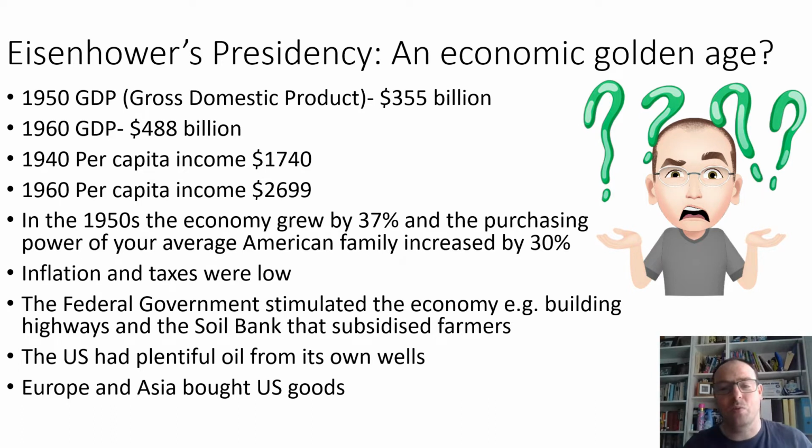We also see, in terms of raw materials, America is incredibly blessed in terms of raw materials. One of the key ones in this era is oil. And the US had plentiful oil from its own oil wells and therefore tons and tons of gasoline or petrol, as we would call it. And also you still had this massive scale American manufacturing, and Europe and Asia, as they were recovering following the Second World War, were buying US goods. So from that point of view, it looks like we are potentially looking at a golden era.